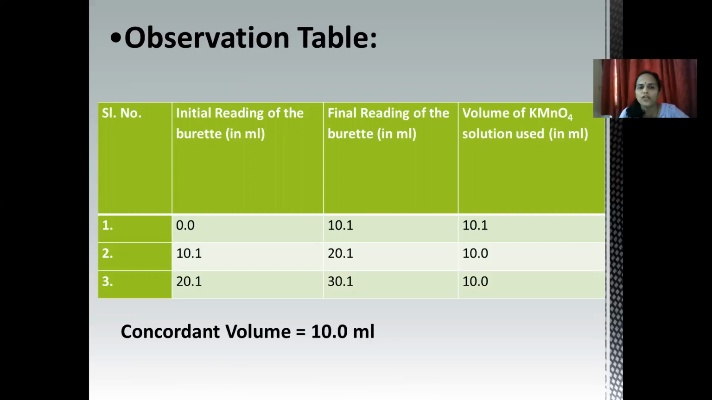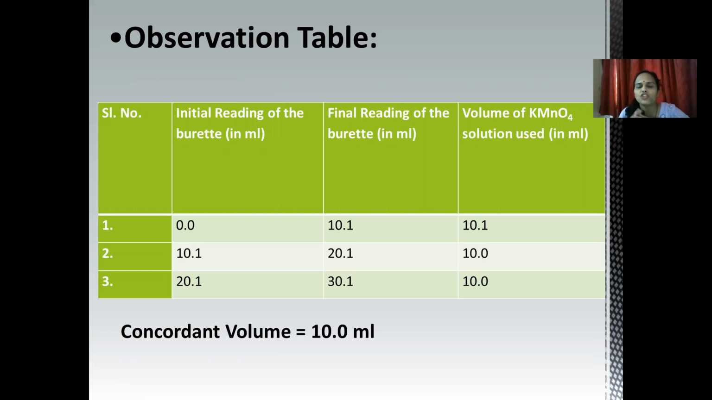So suppose the first observation, usually we start from 0, that is 0.0. You will report to 1 decimal place, and you got your endpoint final reading of the burette at 10.1. So the difference in the two, that is final minus initial reading, gives you the volume of KMnO4 solution used. So volume of KMnO4 solution used in the first observation is 10.1 milliliter.